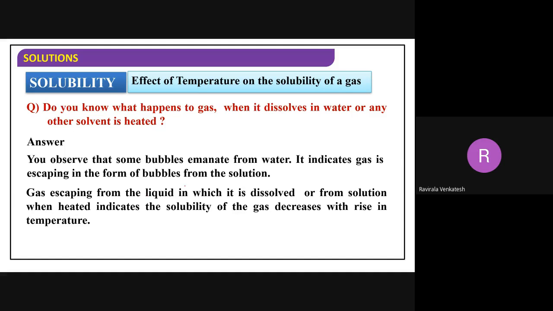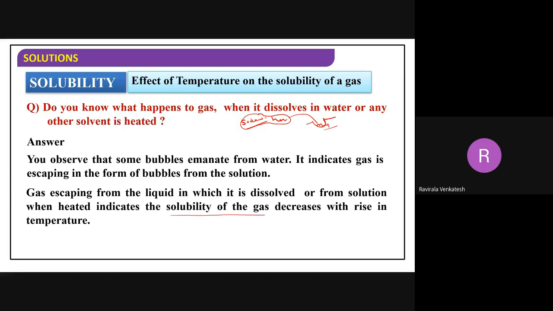Gas escaping from the liquid in which it is dissolved when heated indicates the solubility of the gas decreases. So when you increase the temperature, solubility decreases. For example, if you put soda water in hot conditions, the solubility decreases and the soda water is not tasty for us. But if you place the soda water in the refrigerator, definitely it will taste good, because more gas is dissolved in the water.